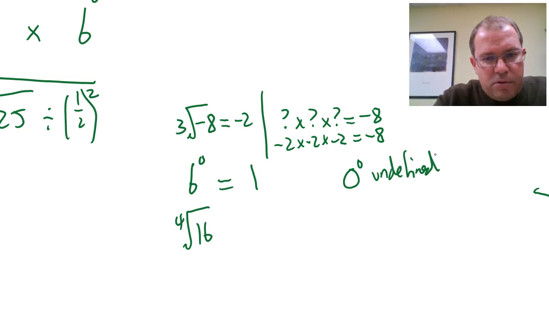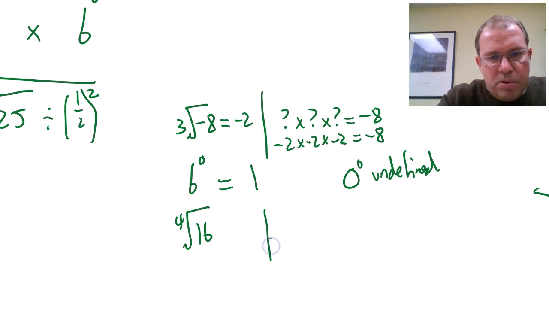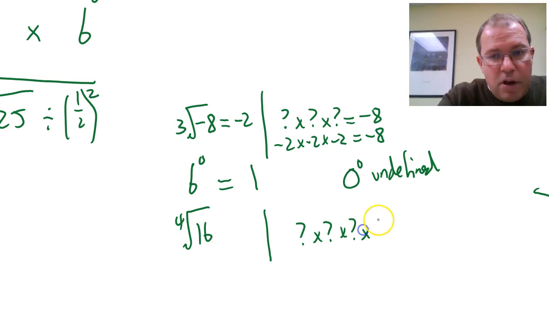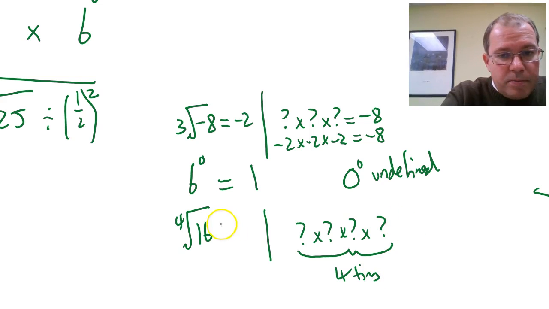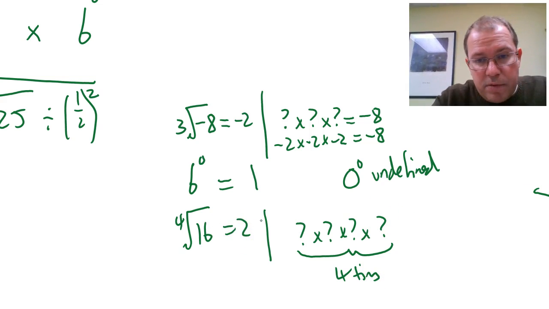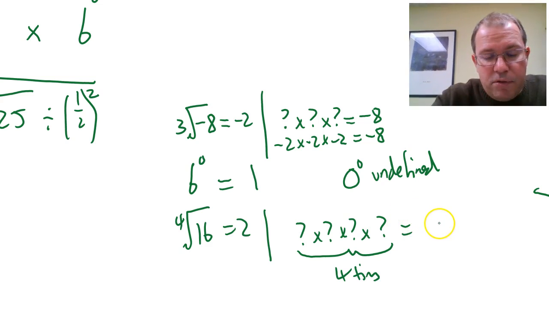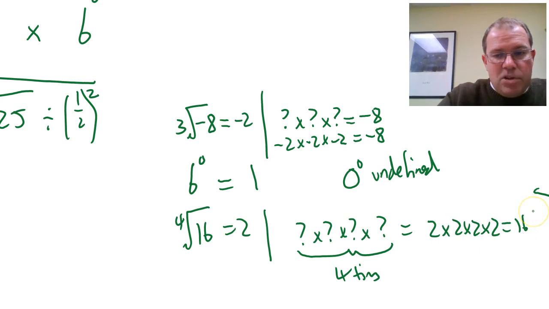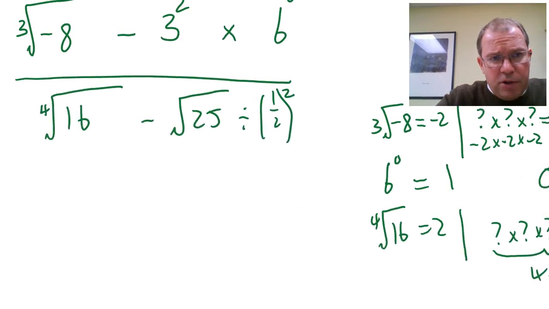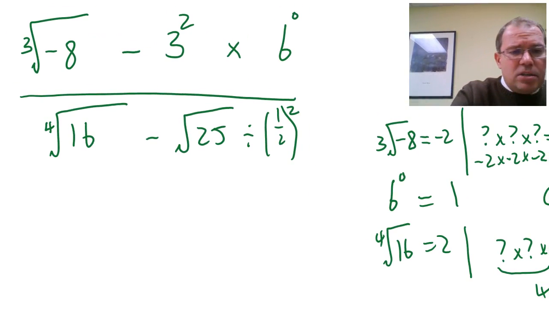Now let's think about the 4th root of 16. Well, that's similar to the cube root of -8, except this time I'm thinking about a number multiplied by itself 4 times, because it's the 4th root. And the answer is, of course, 2, because 2 times 2 is 4, times 2 is 8, times 2 is 16. So the 4th root of 16 is 2, because 2 times 2 times 2 times 2 is 16. Okay, so hopefully we've got those sorted, and now we can go ahead and solve this.